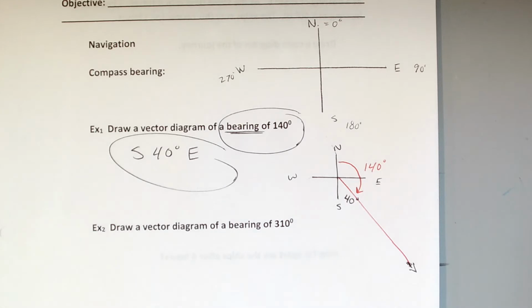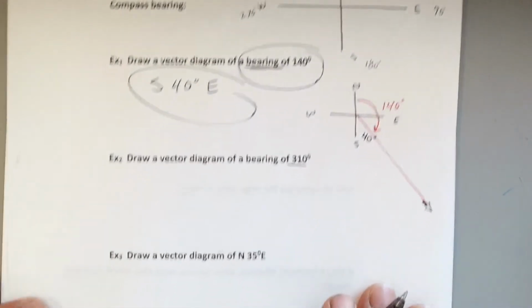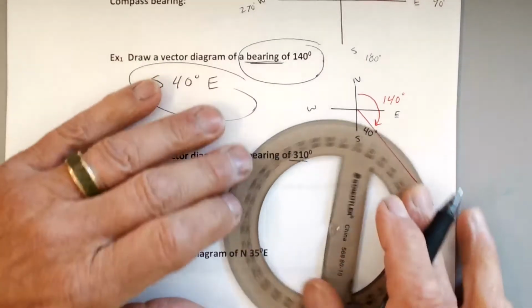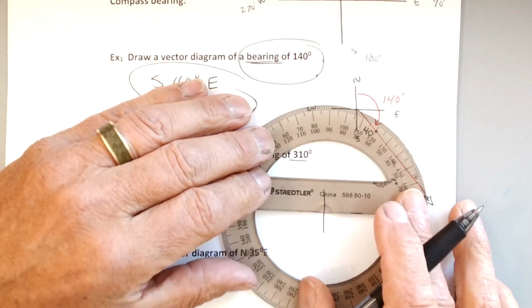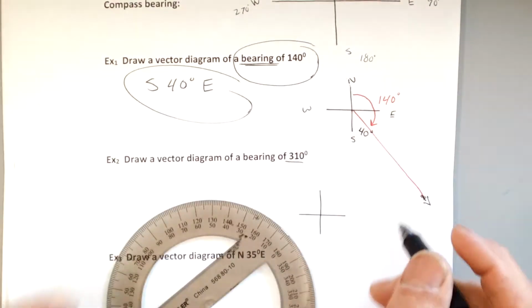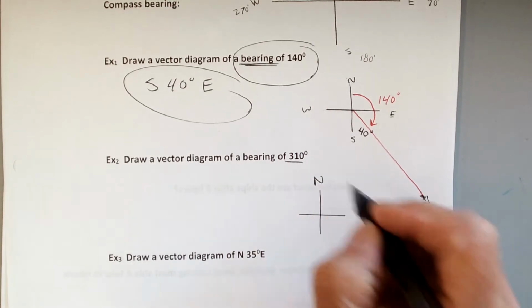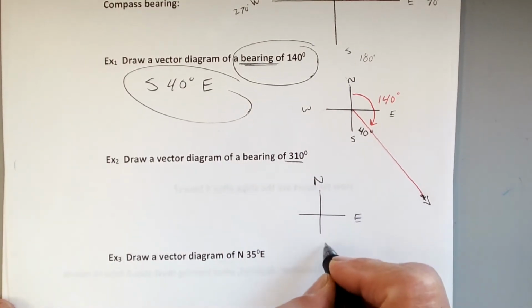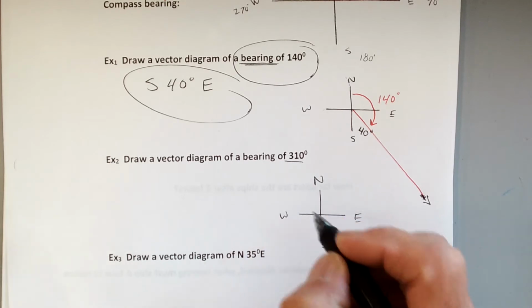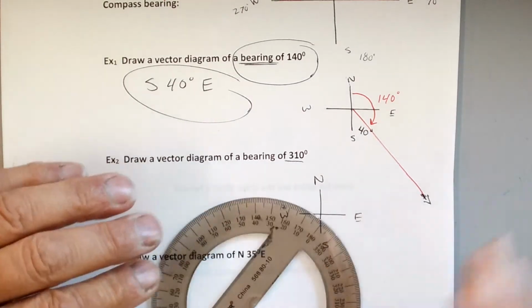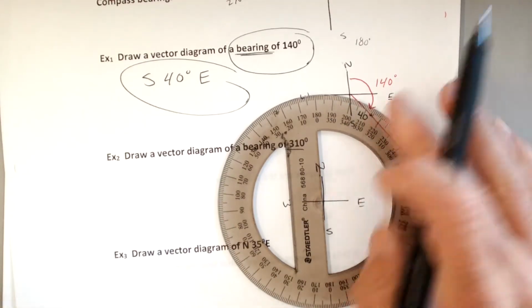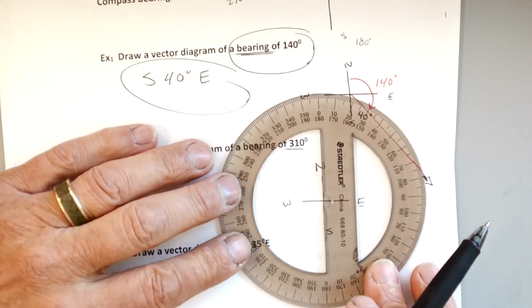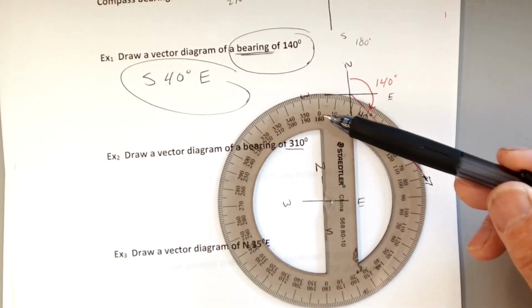Okay, let's draw example 2. Let's draw a vector drawing of a bearing of 310 degrees. So, I'll get my protractor out. I call it the compass rose. I like to put that down first. And then I've got my north, east, south, west. 310 degrees, like turning my boat all the way around. Looking north, it's like turning my boat all the way around. Oops, got it in the wrong direction. Here we go.